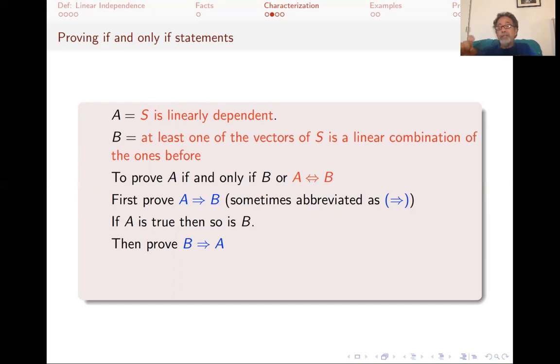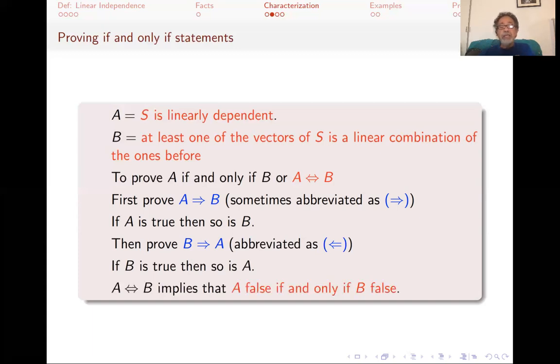Anything that we proved in the first part of the proof cannot be used now. So again, here we assume B is true, then we prove that A is true. If we do succeed in proving A is true if and only if B, then we have also proved automatically, without having to do it, that A is false if and only if B is false.